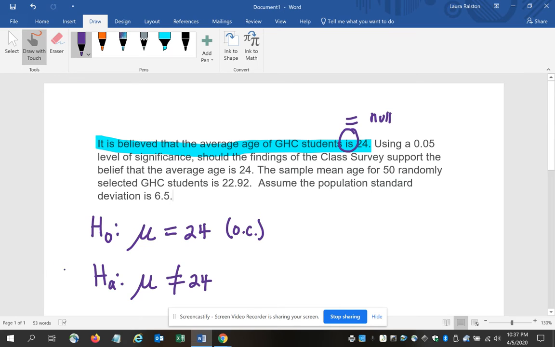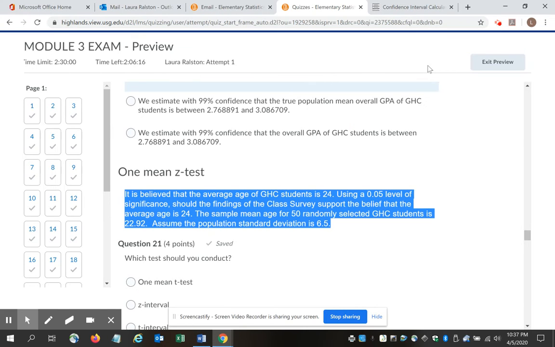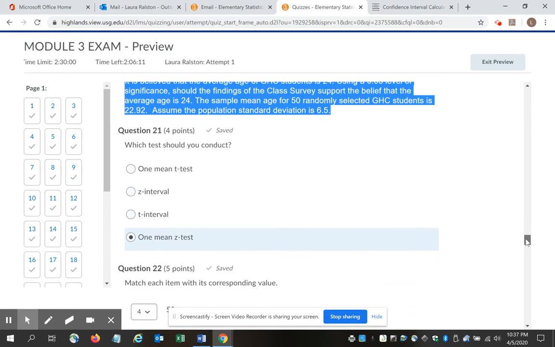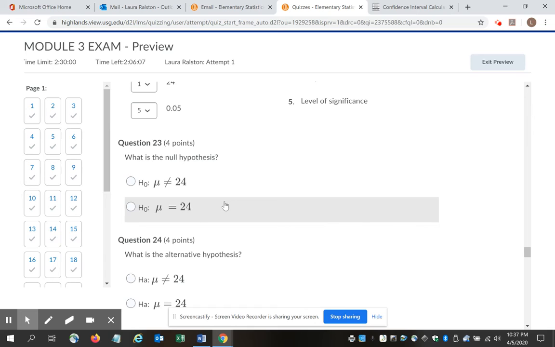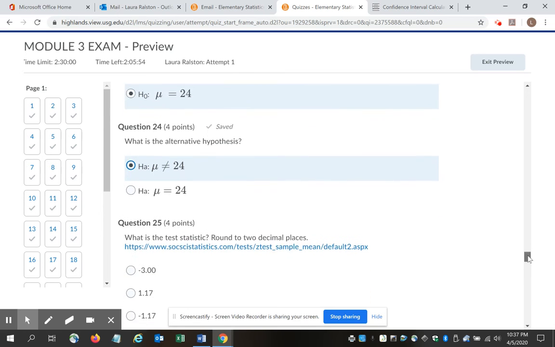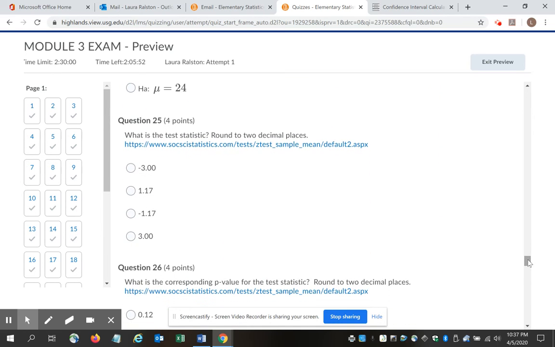So if we wanted to, at that point, we can go back to the quiz, and we know that we're doing a one mean z-test. We've matched all of our information. The null hypothesis always and forever contains equal. So it has to be the mean equals 24. The alternative is the exact opposite, so it would be not equal.